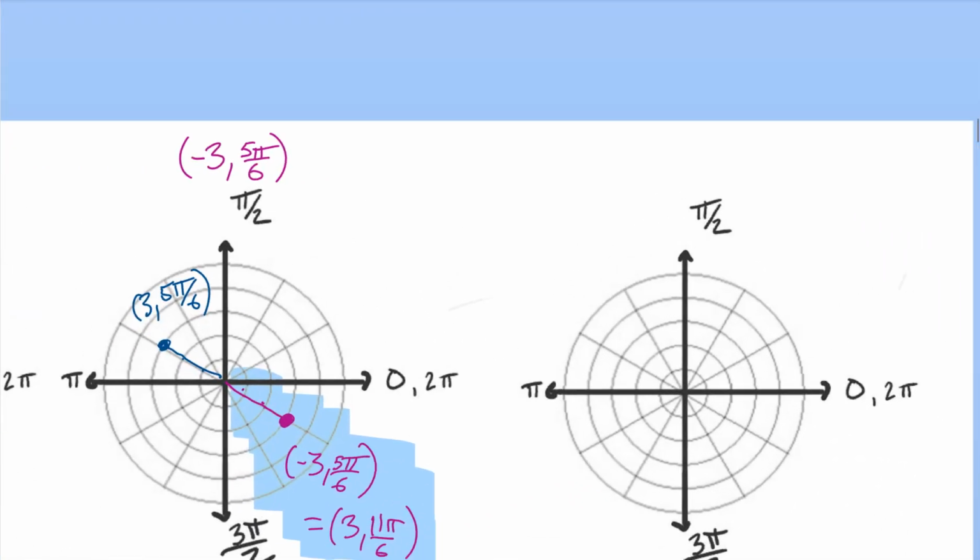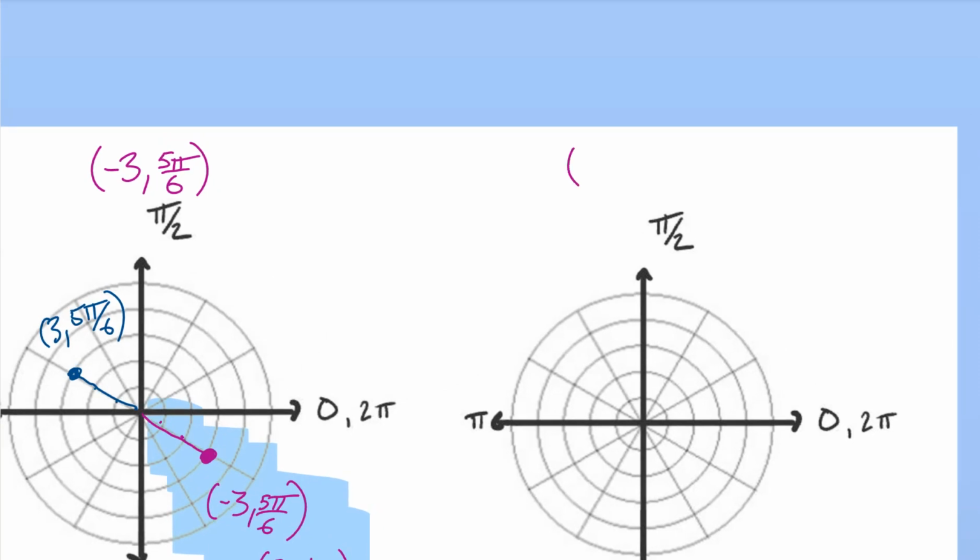Now let's tackle this one. Say we have 4 comma, and let's stick with the pi over 6, and let's go 13 pi over 6. So I get a positive 4. All right, so 12 pi over 6 is right here. Remember coterminal angles? Spin around in a circle. And now what's left? How much further past 12 do we have to go to get to 13? 1. These are the same things. This is the same angle.